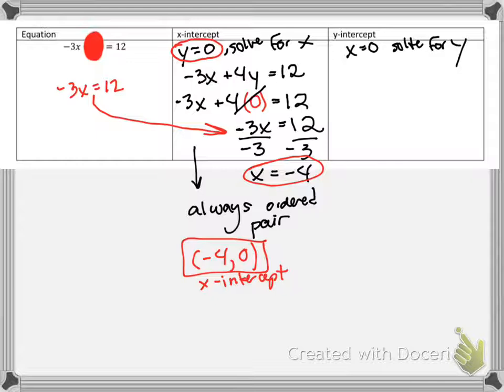You can literally just place your finger or your thumb over the part that you're trying to hide, in this case the y term, and then solve for x. So that's another way to think about this.